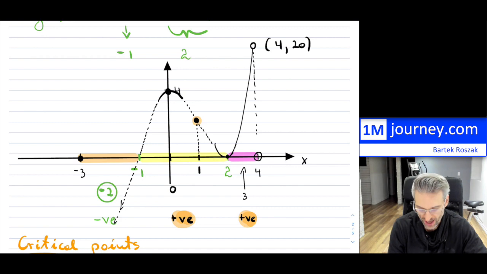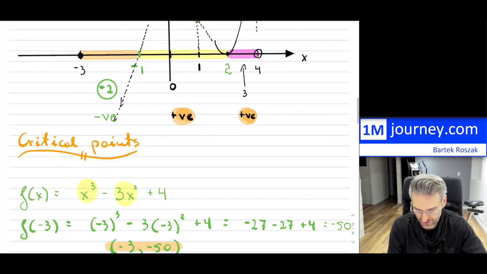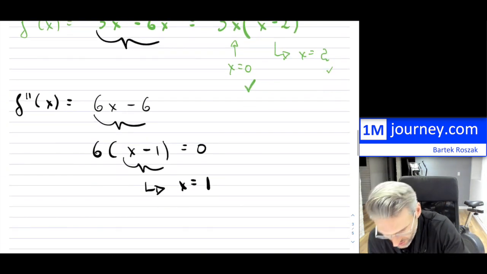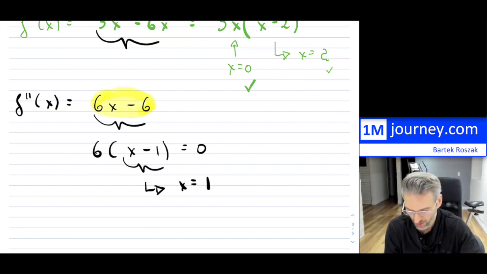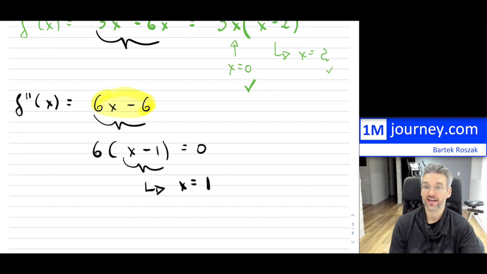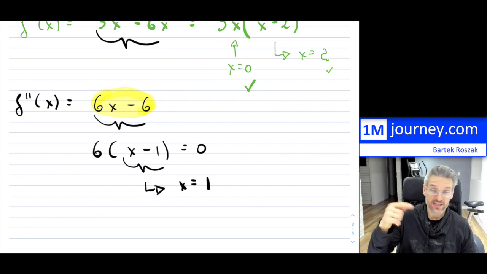Now, you can still check. To the left of 1, you can substitute 0, for instance, in here, and you're going to get negative, which means the function is concave down. To the right of 1, you can substitute 2, you're going to get positive, so it's concave up. So that means we have a change from concave down to concave up, and there you go. That is an inflection point.